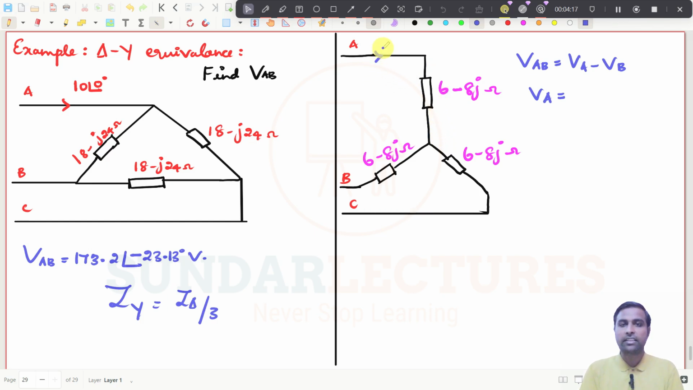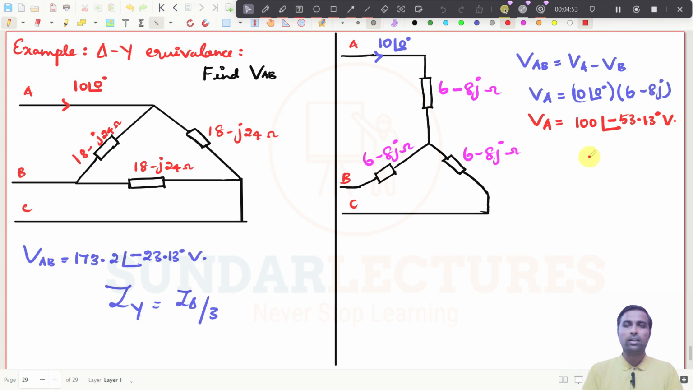What is the line current coming here? That is 10 at an angle of 0 degree, that is what they have given you. Line current and phase current are equal in the star connection. So the current multiplied by the impedance we have here, 6 minus 8J, gives the value of VA. If you simplify this, I am getting 100 at an angle of minus 53.13 degree volts.